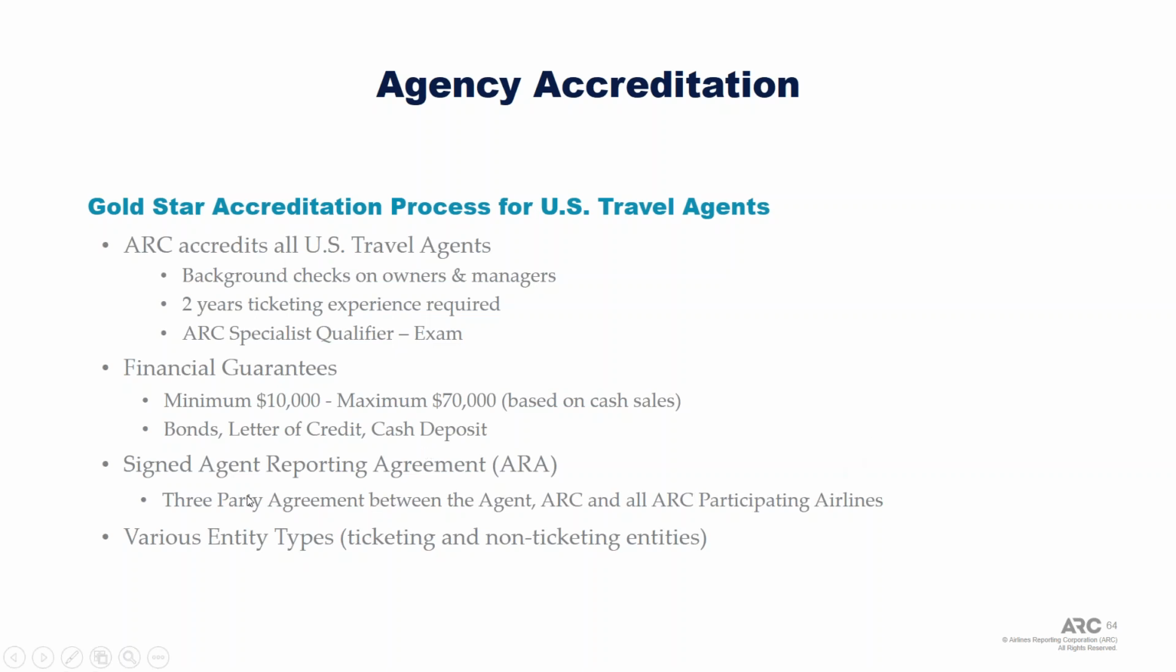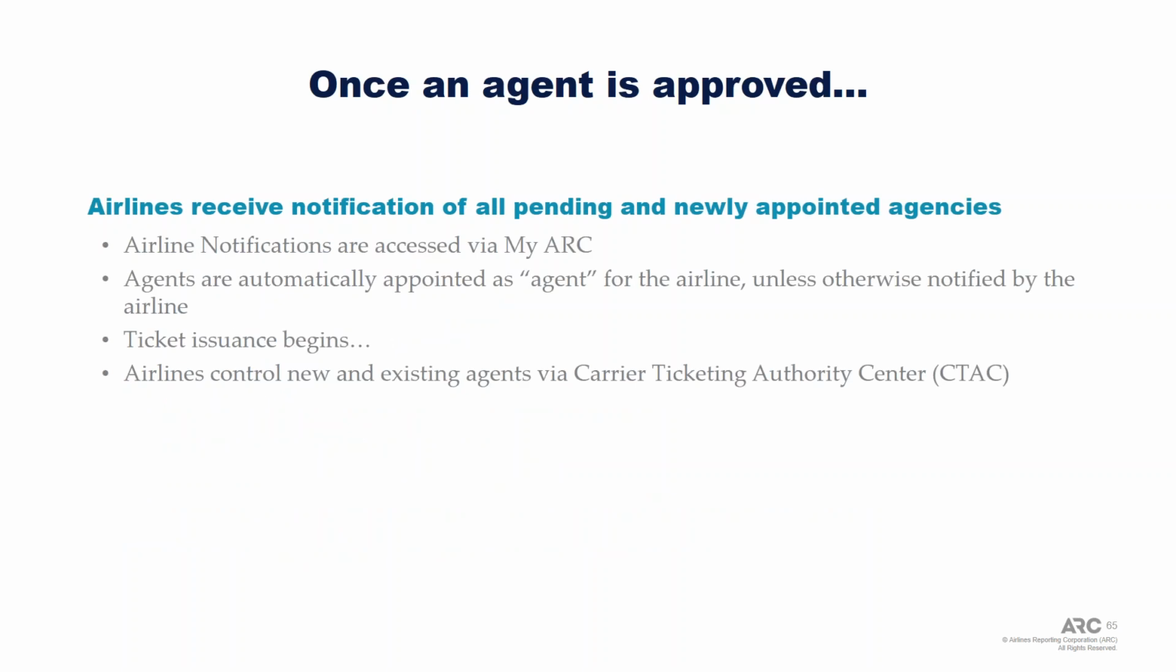And then the agents must sign our reporting agreement. It's a 3-party agreement between ARC, the agent, and all ARC participating airlines. And we have various entity types, ticketing and non-ticketing entities. Once an agent is approved, the airlines will receive a notification of all pending and newly appointed agencies, and the airline notifications are accessed via MyArc. Agents are automatically appointed as agent for the airline unless otherwise notified by the airline, and then ticket issuance begins. The airlines control new and existing agents via our CTAC tool.